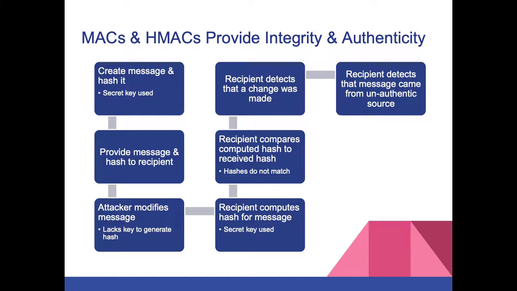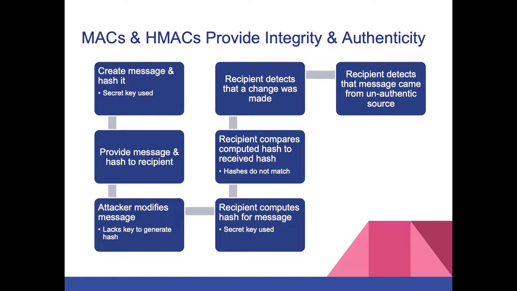generate the hash. When one of our recipients receives the message, they run it through the same hashing algorithm that we used, and they supply our key. This gives them a hash value for the modified message. Then they compare the hash they computed with the one they received from the attacker.